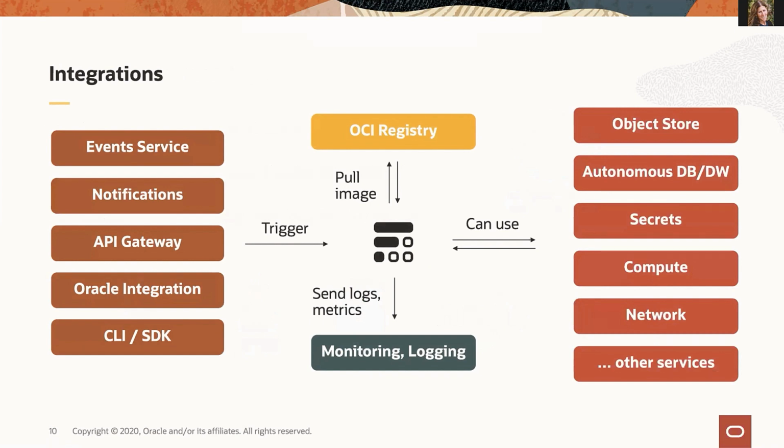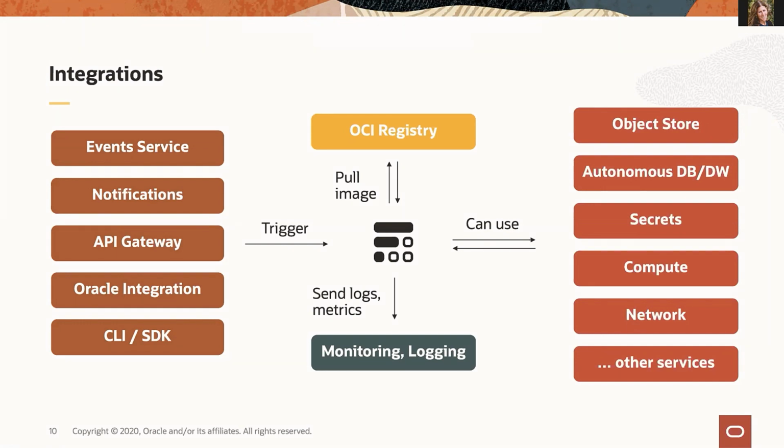So, I said Functions integrates with OCI services. So I've got a list here on the left: the Events service, Notifications, API Gateway. We'll go more in detail on those services. Basically, those services will trigger your function. And when it's triggered, the first time it's executed ever, or when you make an update, it's going to pull the image from the OCI registry and start executing.